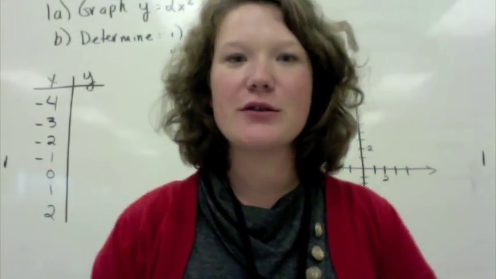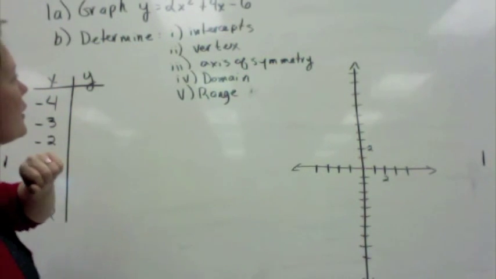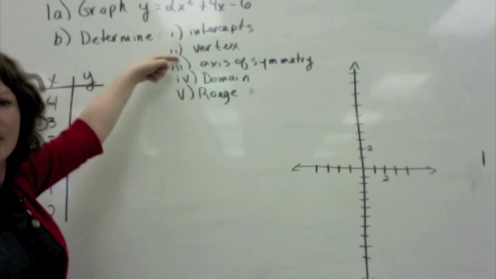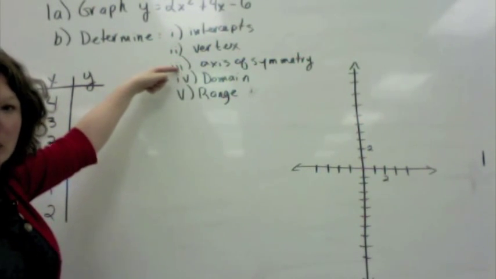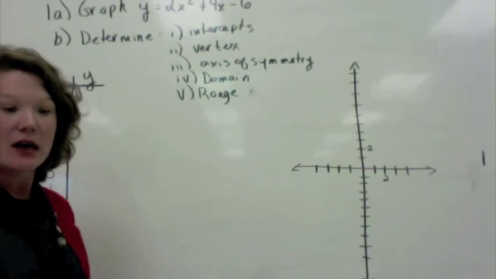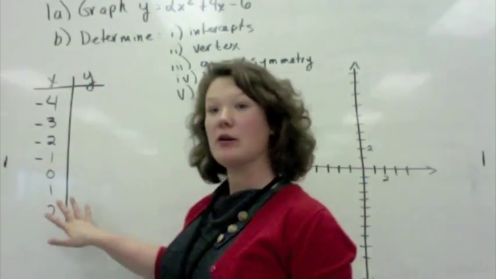All right, so we're going to do example number 1. Graph y equals 2x squared plus 4x minus 6. Determine the intercepts, the vertex, the axis of symmetry, the domain, and the range. The only tool that we have in our toolkit right now is to use that table of values.